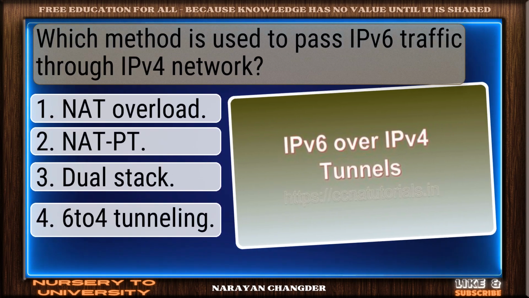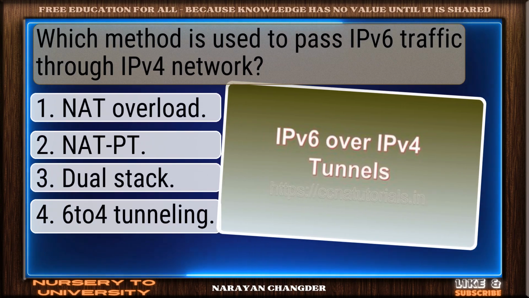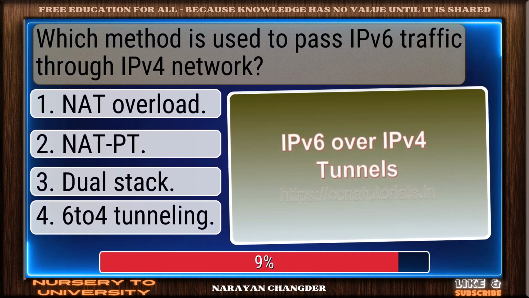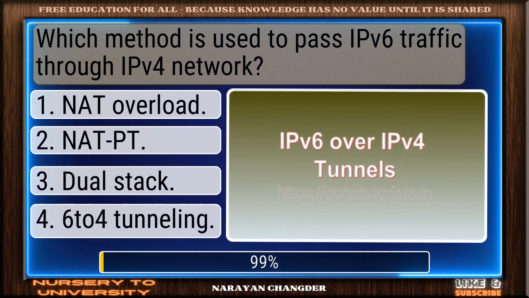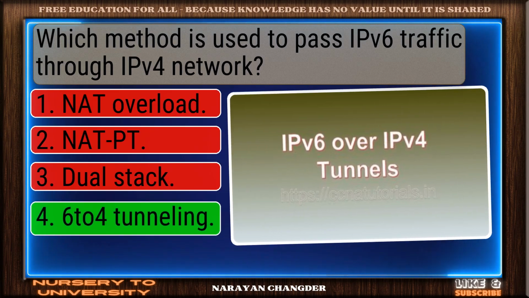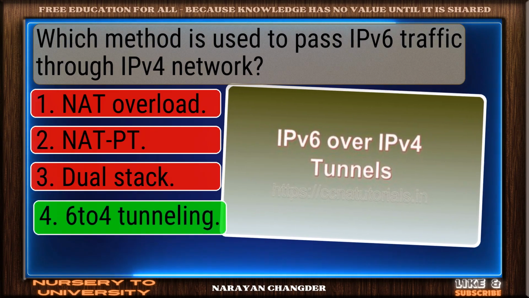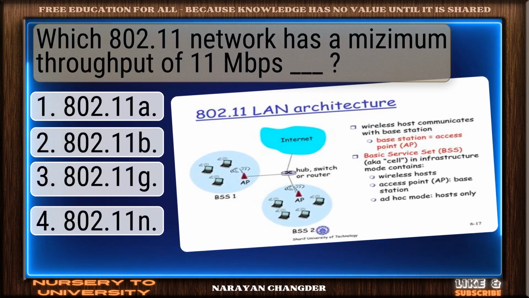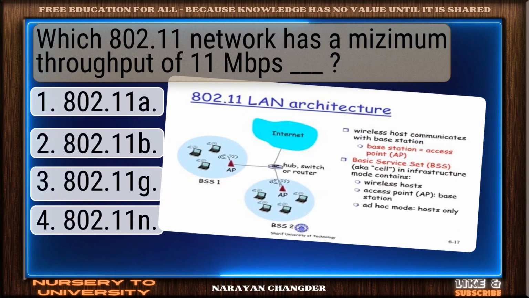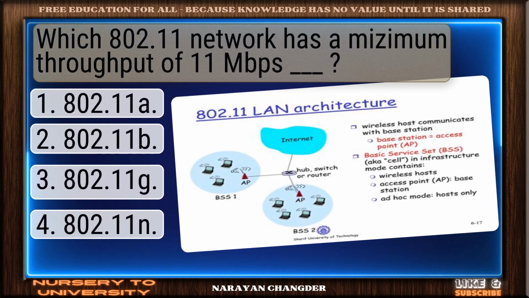Which method is used to pass IPv6 traffic through IPv4 network? Nice work. 6-to-4 tunneling fits perfectly. Which 802.11 network has a maximum throughput of 11 Mbps dash?